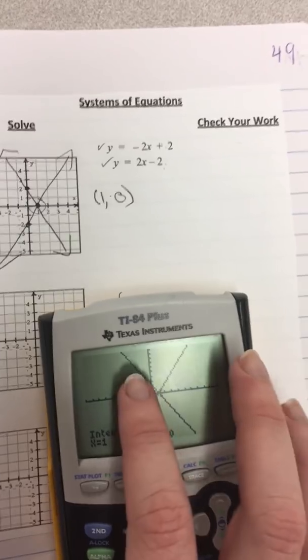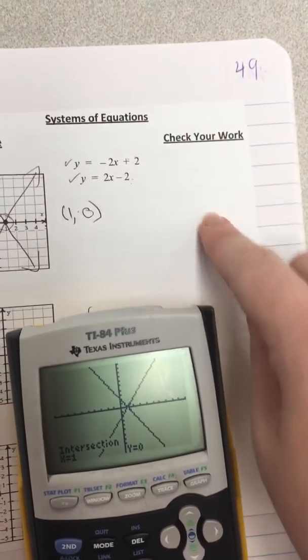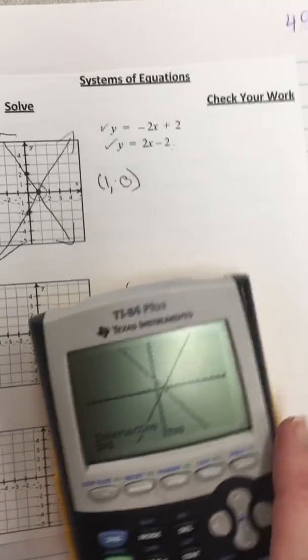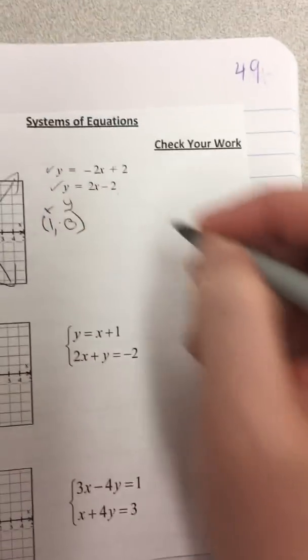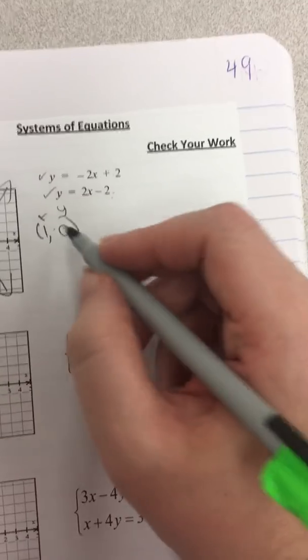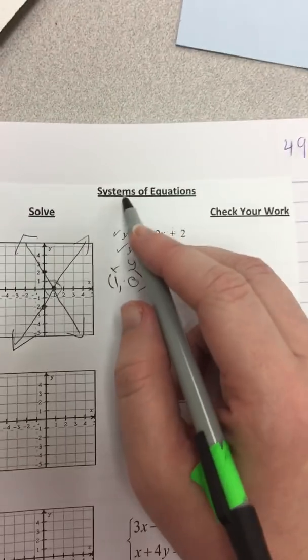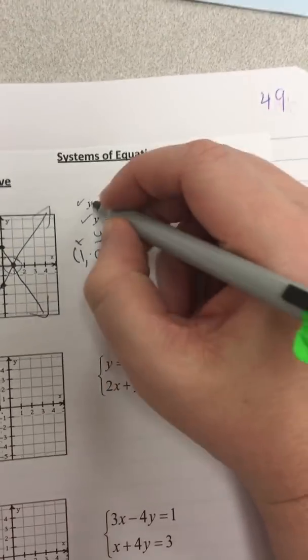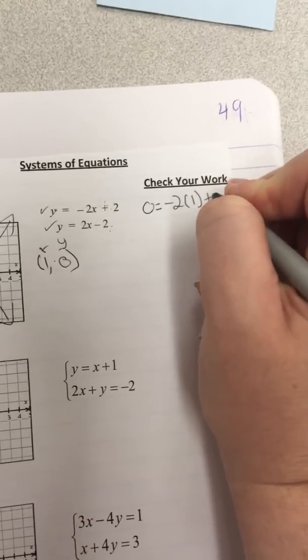Now, if I didn't use the calculator, or if I messed up somewhere, then we want to see if we can check our work and see if that answer makes sense. So we're going to go ahead and plug this in for x and y into both equations to see if it's a solution to both, because it has to be a solution to both in order to be a solution to the system. So my y is 0, my x is 1.